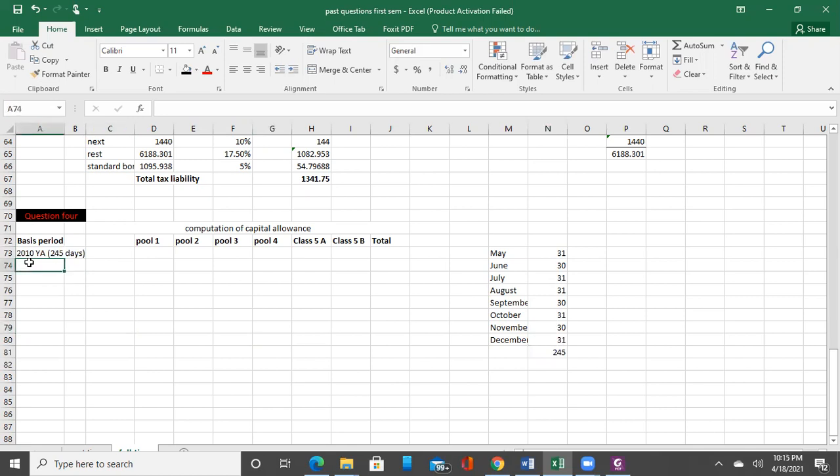Now, you do what you call additions. The addition simply means assets you bought. So when you are buying assets, it is addition. When you are selling assets, it is disposal.